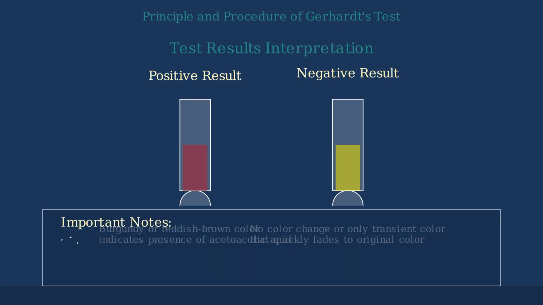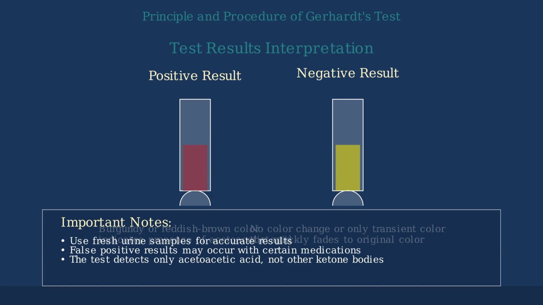It's important to use fresh urine samples for accurate results. Be aware that certain medications may cause false positive results, and this test specifically detects acetoacetic acid, not other ketone bodies.